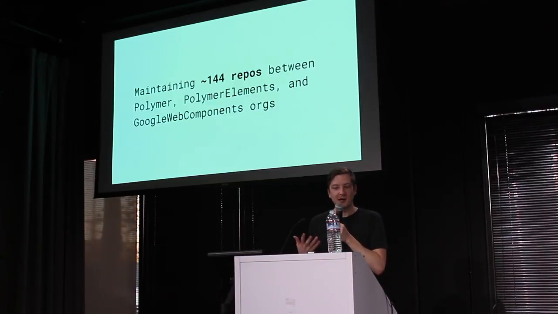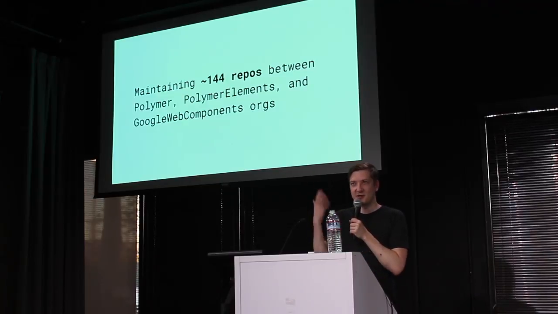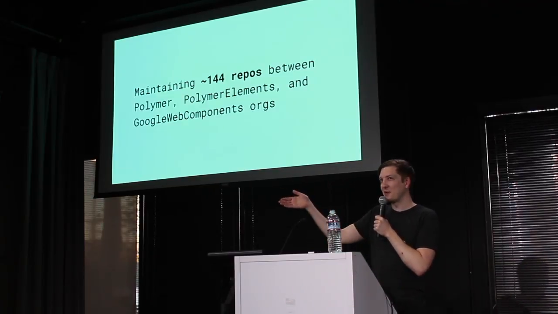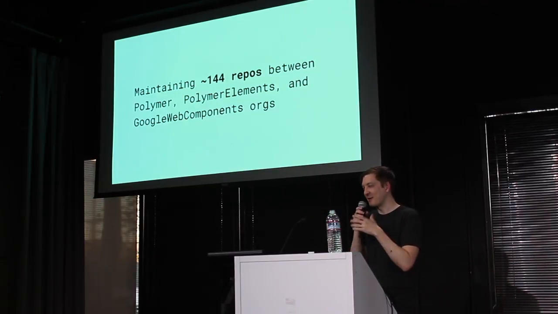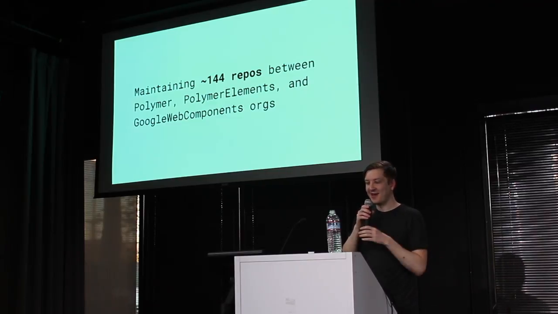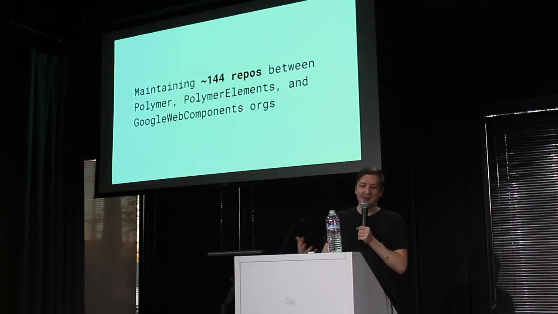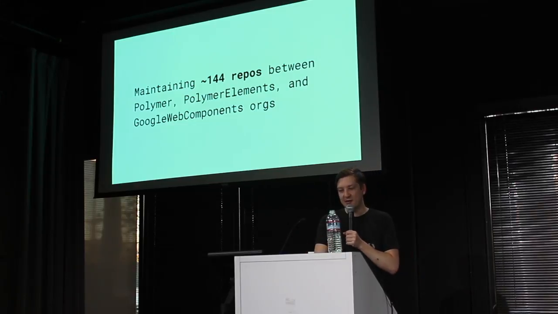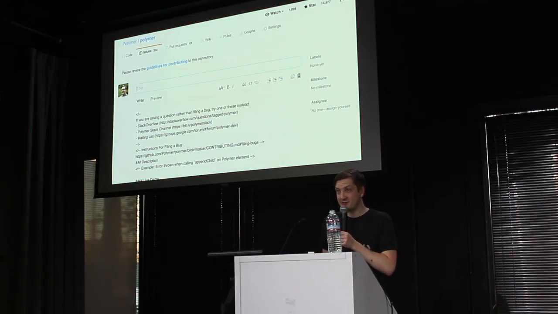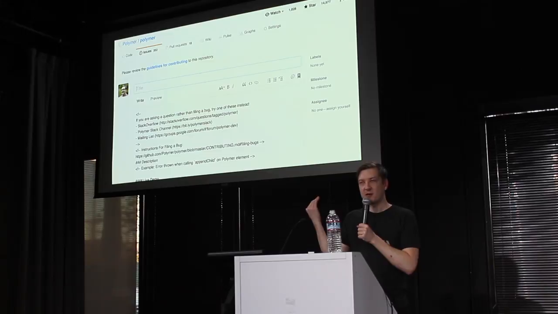Right now we maintain about 144 repos across the Polymer elements and Google Web Components organizations. It's because we create tons of elements, right? And it can be difficult to triage that many bugs because the surface area is pretty vast. So GitHub recently rolled out support for issue templates, so you're going to be seeing these in all our repos now.